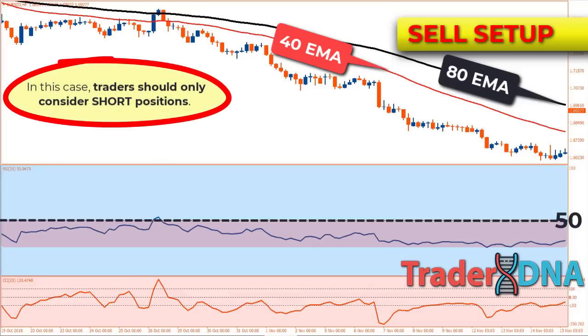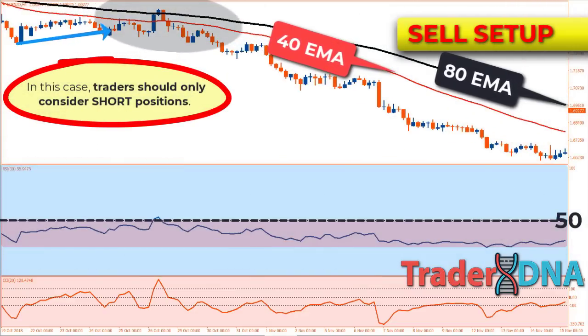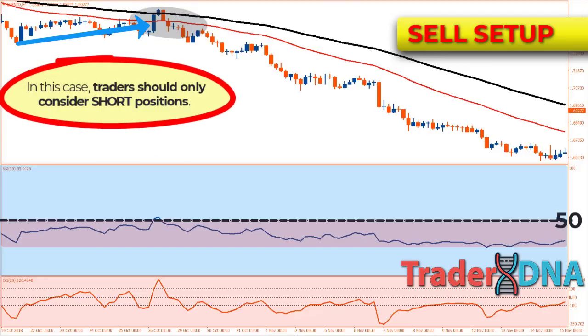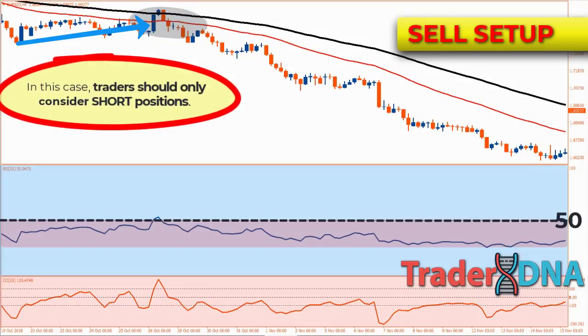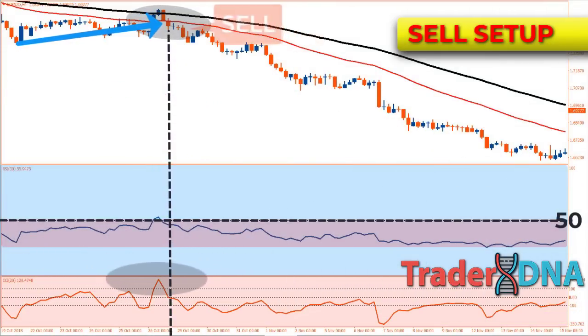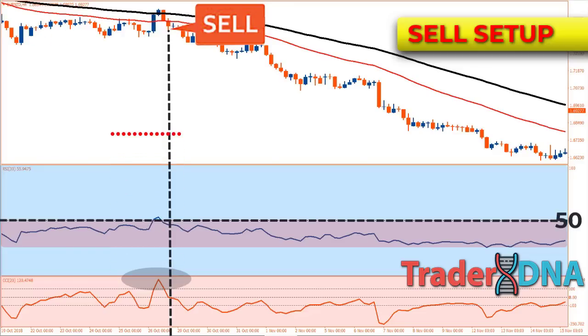A signal to enter short positions will happen when: first, price moves up to the 80 period and 40 period EMA zone, and traders can use this as a signal that price might stop or retrace at that point. Second, the 20 period CCI indicator crosses the plus 100 mark from above. A stop loss can be placed a few pips above the swing high.